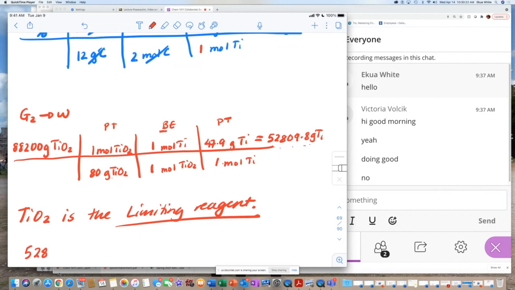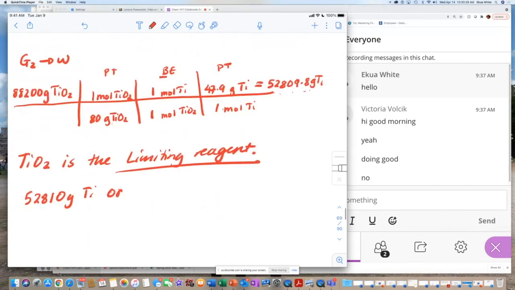So I can say 528, I can round it up, 10 grams of titanium, or I can write it as kilograms. So as kilograms, I have to divide by 1,000. I get 52.8 kilograms, right? One, two, three. Yeah, I moved this 3 times, right? 52.8 kilograms of titanium is produced. Therefore, this is going to be the what?